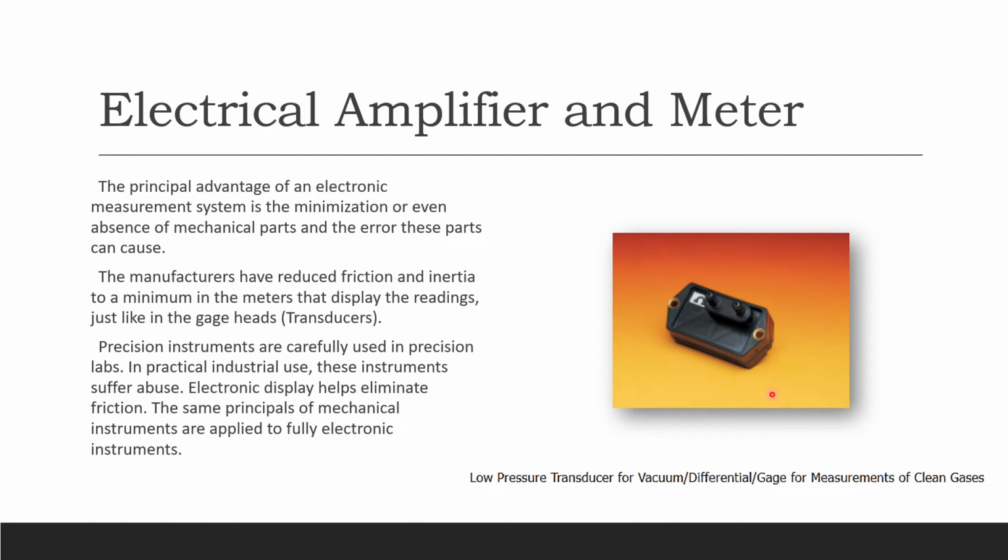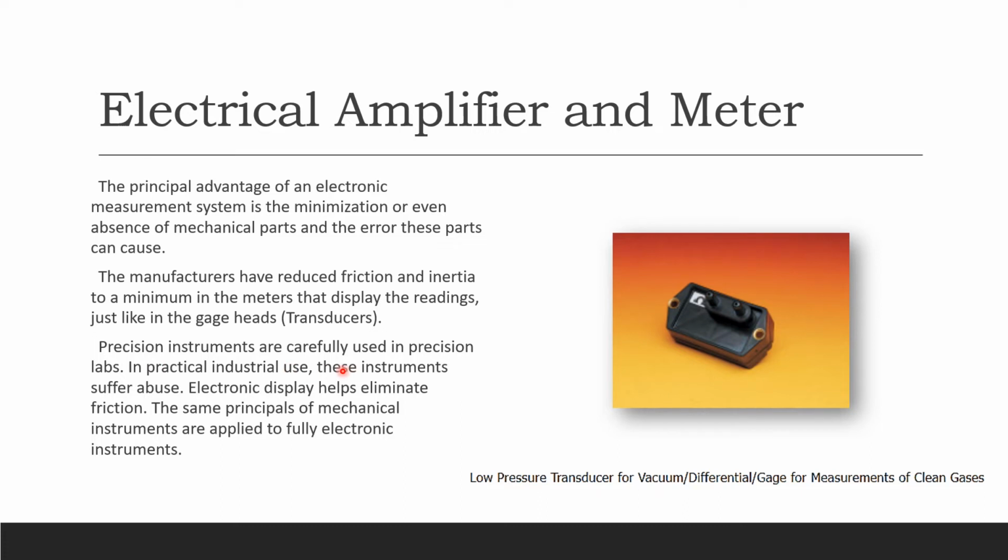Electrical amplifier and meter. The principal advantage of an electronic measurement system is again the minimization or even absence of mechanical parts, and the errors these parts can cause. Those mechanical parts have inertia and friction, so therefore they always have errors. By using electronic measurement, we're getting rid of these errors. The manufacturers have reduced friction and inertia to a minimum in the meters that display the readings, just like in the gauge heads using the transducers.